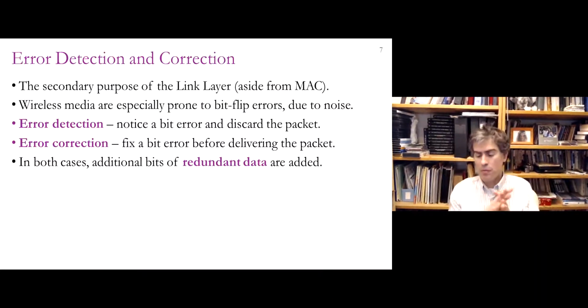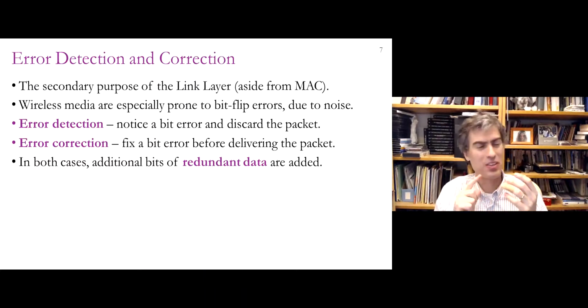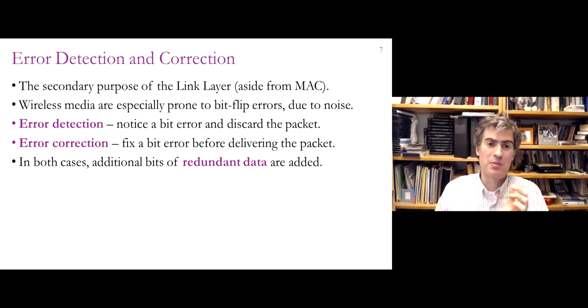Cool. Okay, so link layer protocols have error detection and correction. We also saw this in transport, like with TCP and UDP, and we also saw it in IP. This is especially important in the link layer, especially if we look at wireless media that are very prone to bit flip errors because of noise. So we're going to spend the most time talking about error detection and correction here.